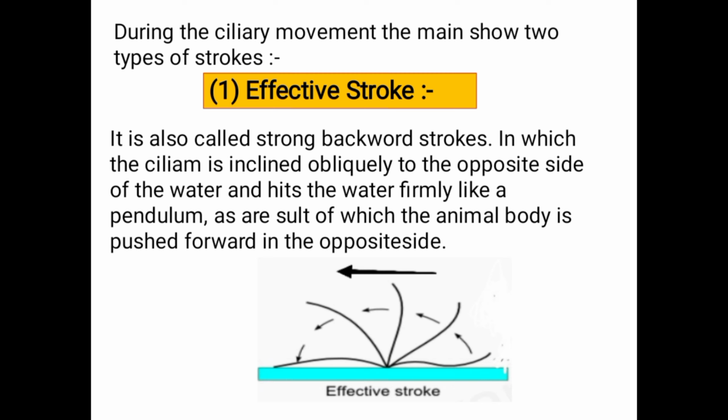First, effective stroke. It is also called strong backward stroke, in which the cilium is inclined obliquely to the opposite side of the water and hits the water firmly like a pendulum, as a result of which the animal body is pushed forward in the opposite direction.